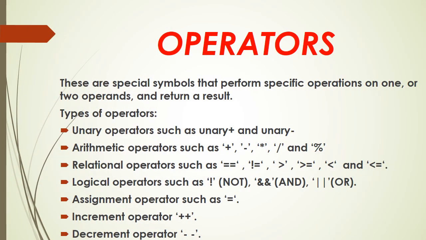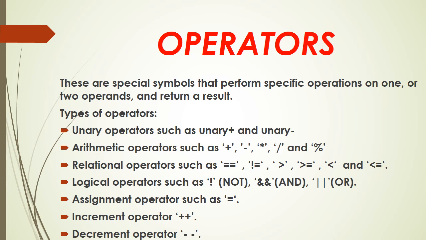The last one is operators. Operators are special symbols, and we use these special symbols to perform a specific type of operation. These operations we can perform on operands, on a single operand or on 2 operands also. And after using these operators on the operands, we will get the output, the result.